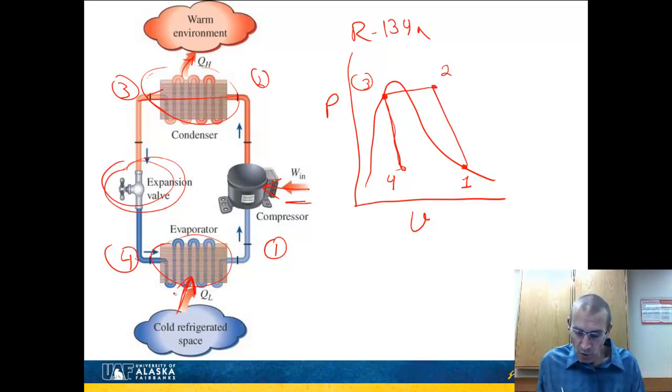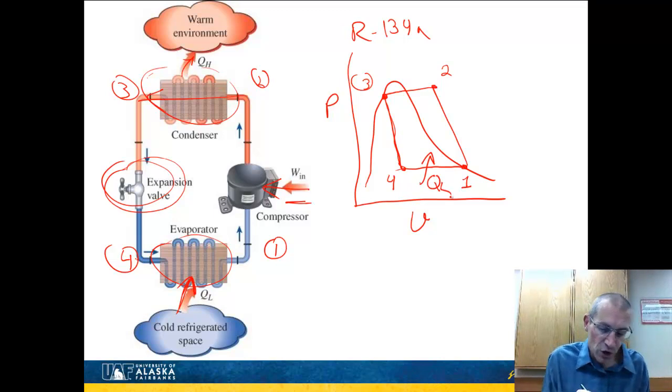Now, what's going on between point 4 and 1 again is I'm going to go from this mixture to a saturated vapor. This is where the heat is entering, QL. And so if I can know my H values on either side of that, I can find out the cooling capacity of my refrigerator.